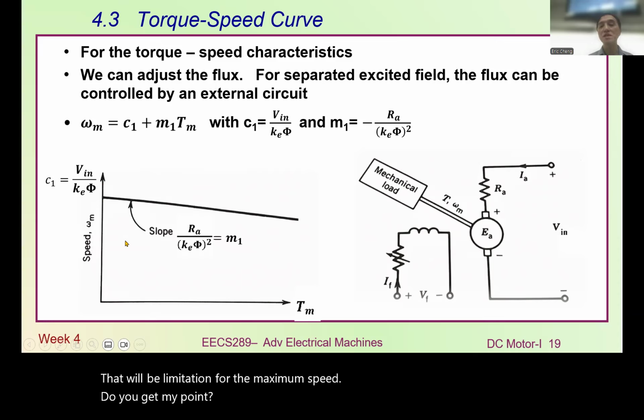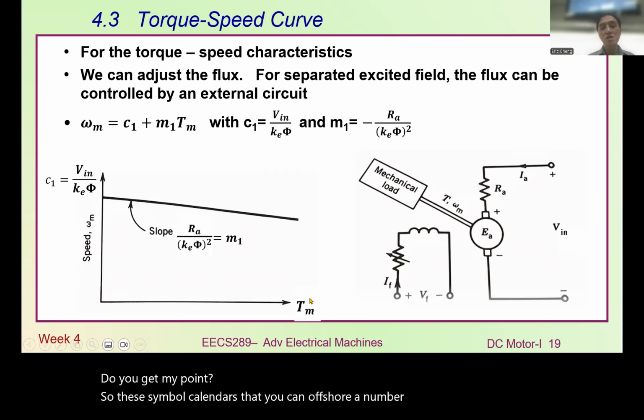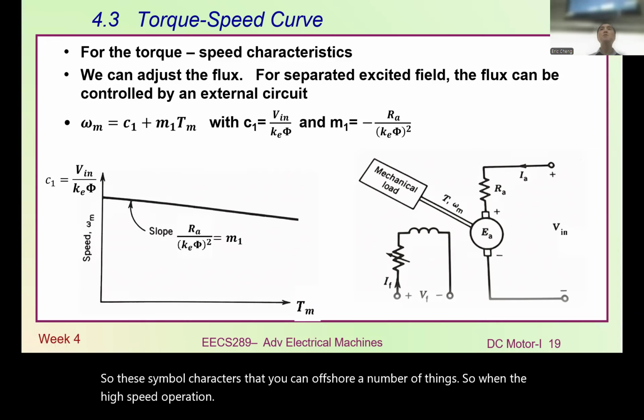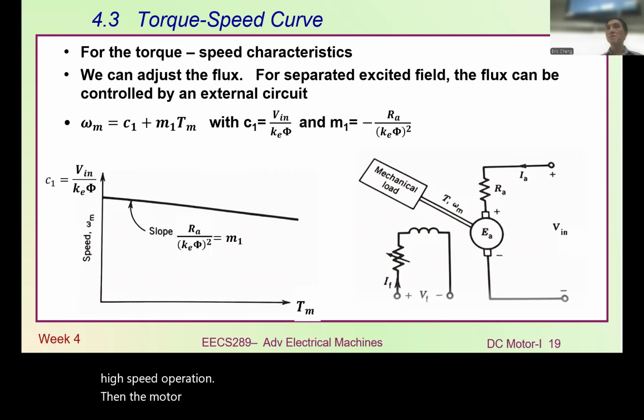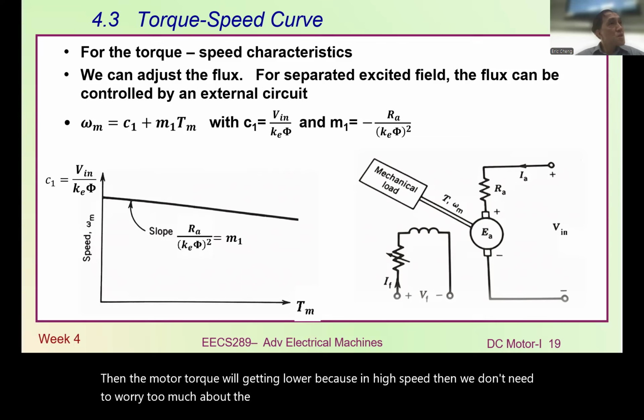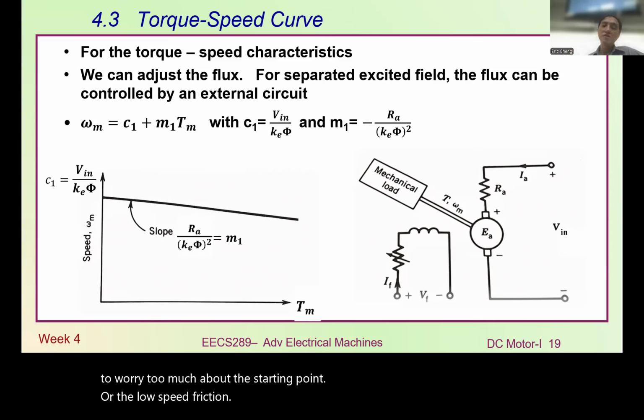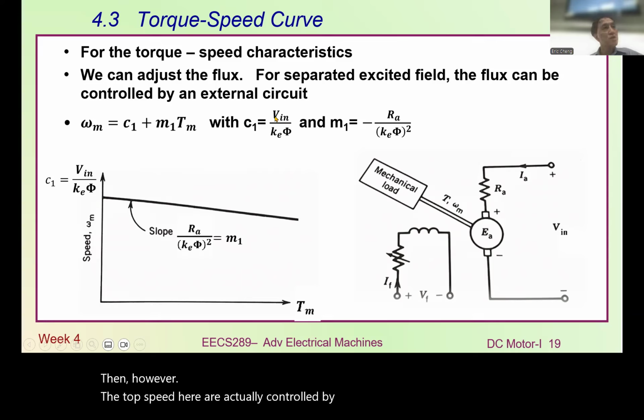So from this simple characteristic, we can observe a number of things. When at high speed operation, the motor torque gets lower, because at high speed we don't need to worry too much about the starting torque or the low speed friction. However, the top speed here is actually controlled by the input voltage.